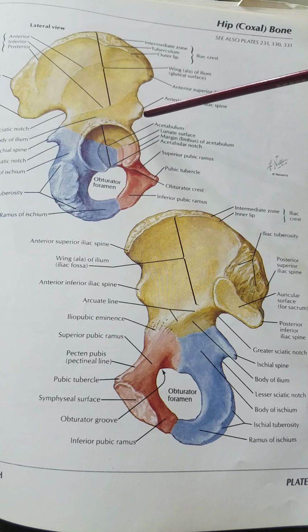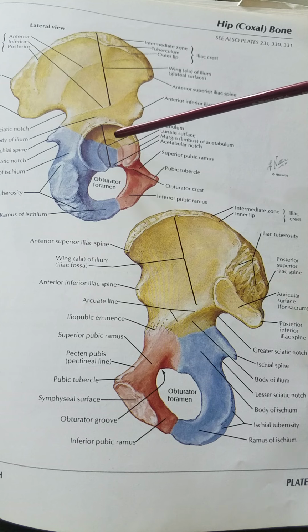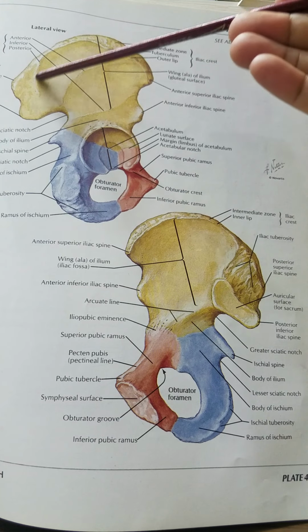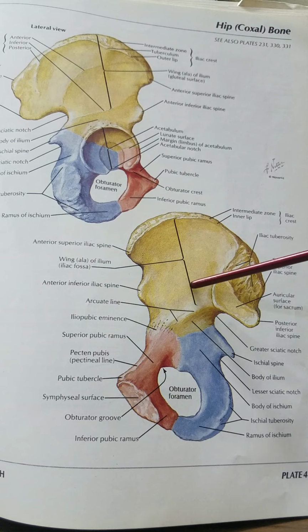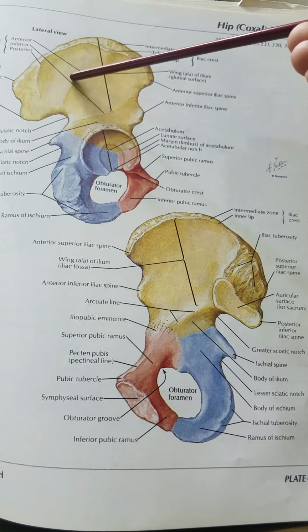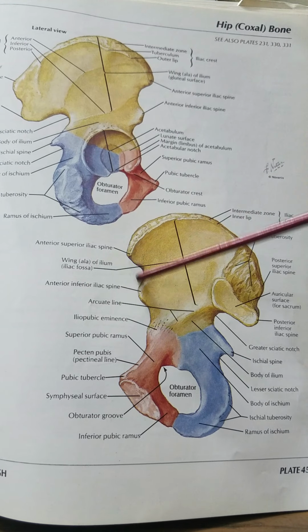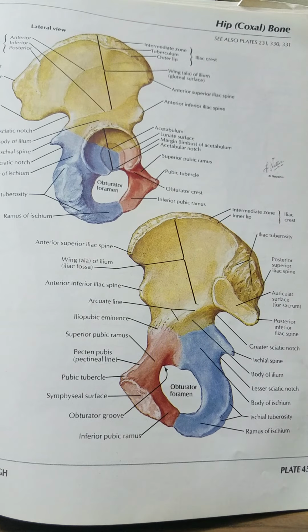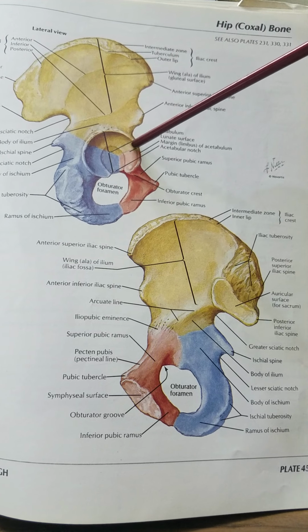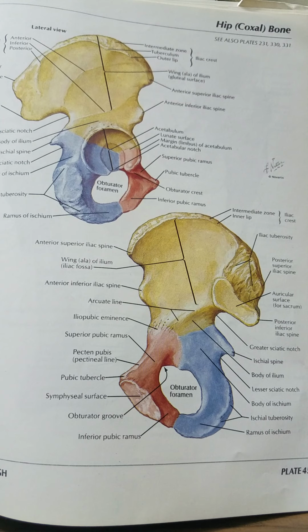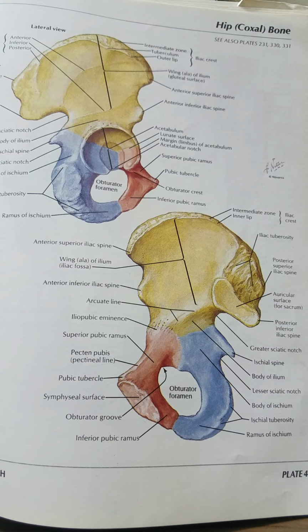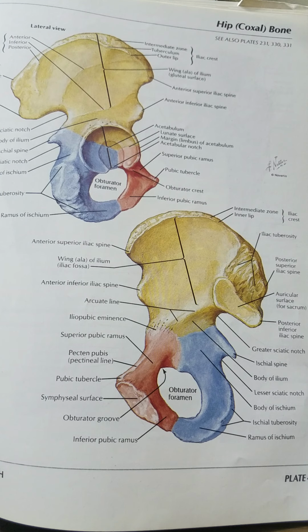Now, the three primary bones which make up the hip bone, as I just said before, are the ilium, the ischium, and the pubis. These are the two views of the hip bone. This is the lateral aspect, and this is the medial aspect of the hip bone. Now, the three bones fuse together at the acetabulum. The acetabulum is a cup-shaped socket which accommodates the head of the femur, just like in the upper limb where the glenoid cavity accommodates the head of the humerus.